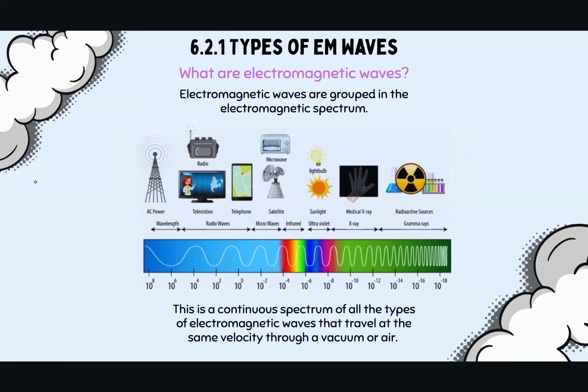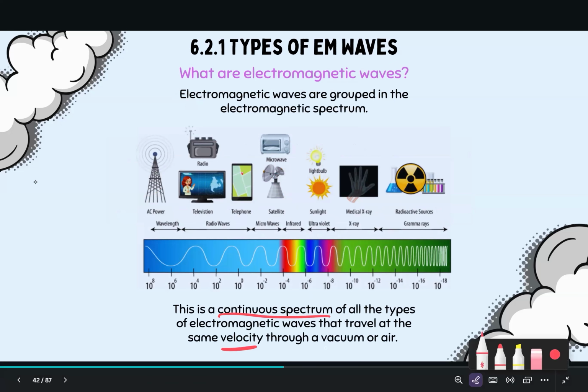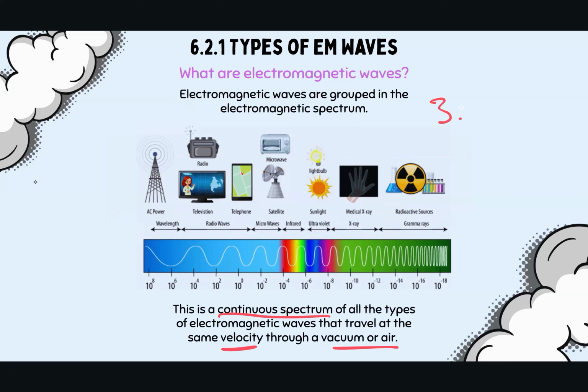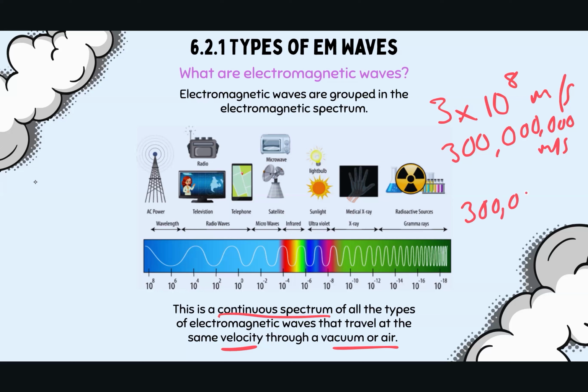Now, electromagnetic waves are grouped in the electromagnetic spectrum. It's a continuous spectrum, so that's something that needs to be remembered. It's a continuous spectrum of all the types of EM waves, and they travel at the same velocity through a vacuum or air. They travel at 3 times 10 to the power of 8 meters per second. So that's 300 million meters per second, or 300,000 kilometers per second.